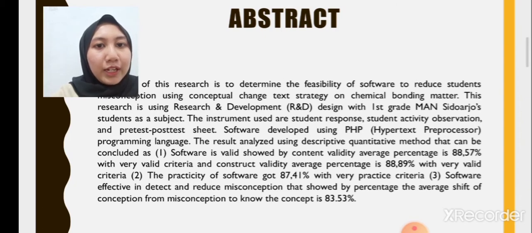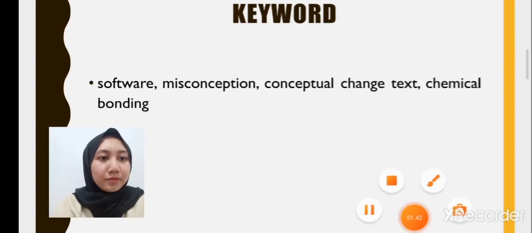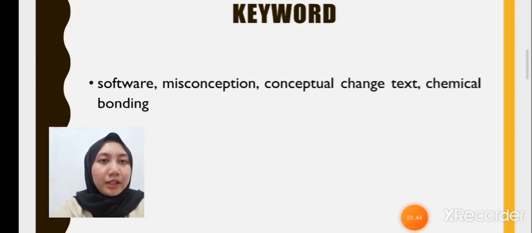Third, the software is effective in detecting and reducing misconception, shown by the average percentage shift of conception from misconception to the right concept, which is 83.53%. The keywords of this journal are software, misconception, conceptual change text, chemical bonding.